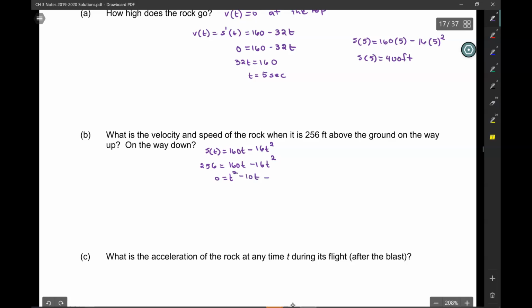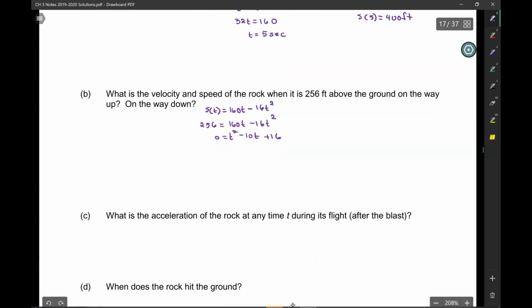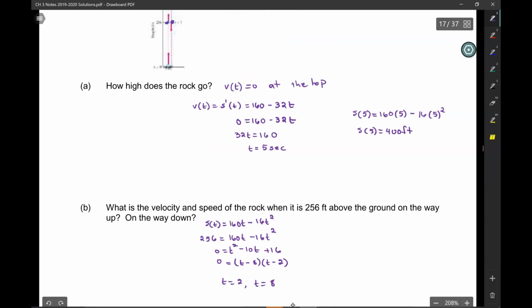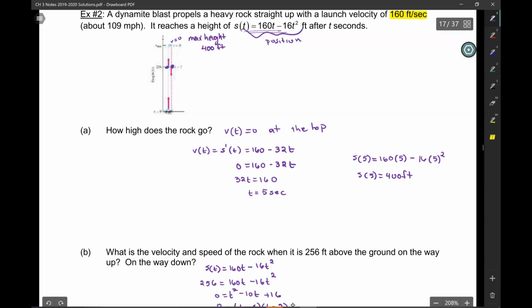When I factor, I get t minus 8, t minus 2. So t equals 2, t equals 8. Isn't that cool? So what does that mean? Look, when was it at the very top? At t equals 5. So now I know that at t equals 2, it's at 256 right here. Then at t equals 5, it reached the maximum. Then at t equals 8, now it's falling back down and passing the same point again. Isn't that cool? That's super cool.